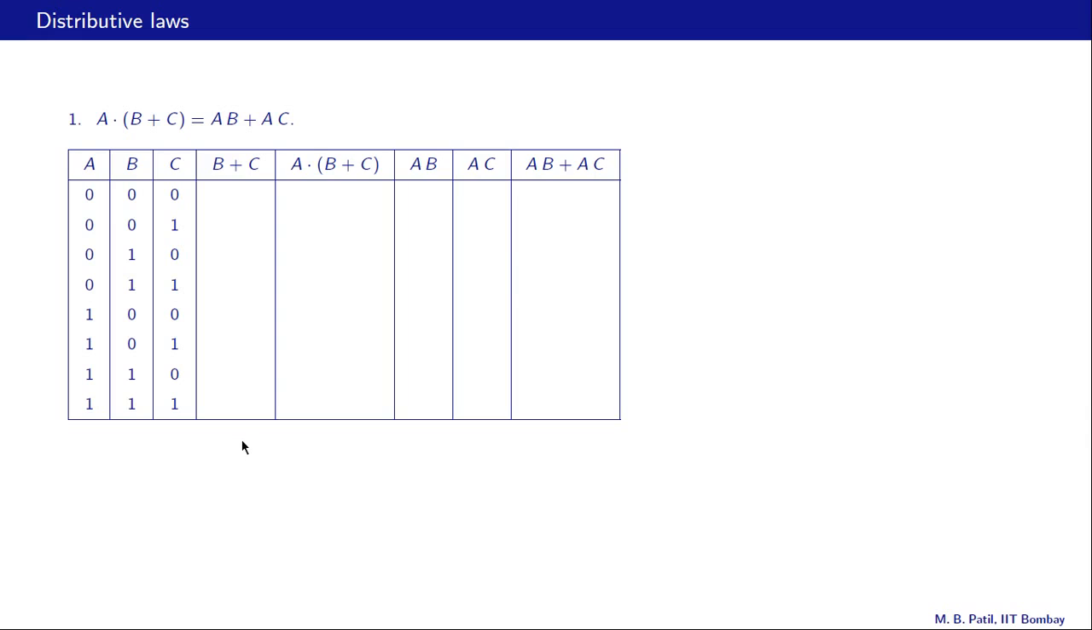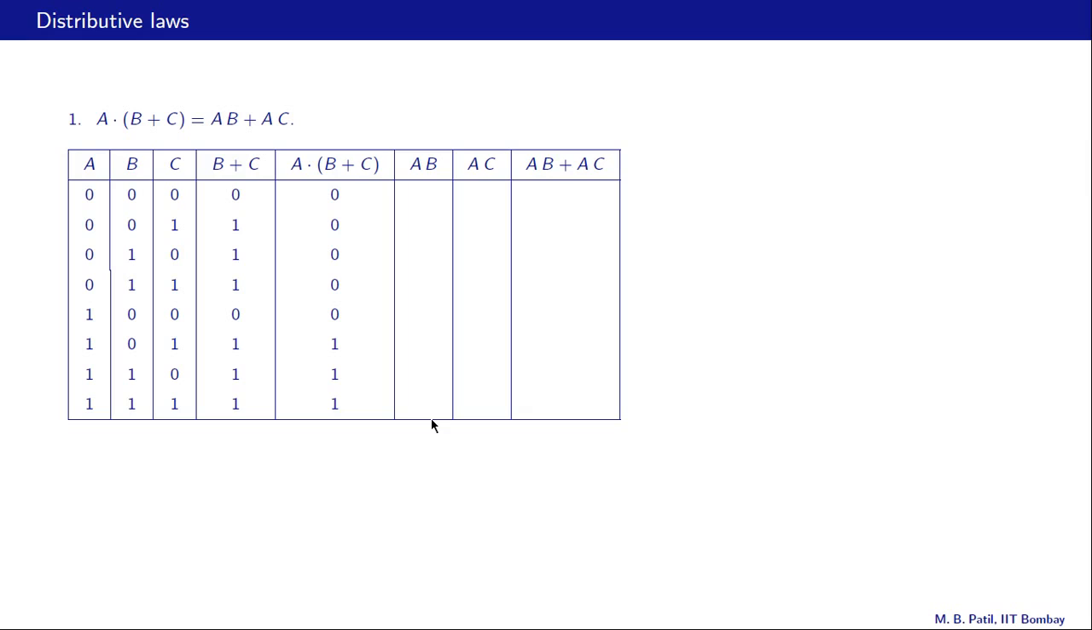Let us now complete these columns one by one, starting with B plus C. When is B plus C equal to 0? It is 0 if B is 0 and C is 0, and that happens over here and over here. So in these two positions we will have B plus C equal to 0, and in all other positions we will have B plus C equal to 1, as shown over here. What about this column, A ANDed with B plus C? This is 1 if A is 1 and B plus C is also 1. Let us look at A first. A is 1 for these four positions, and among those positions B plus C is 1 for these three conditions. So that means we will have 3 ones here, and all others would be zeros, like that.